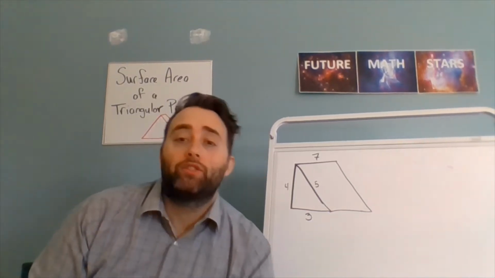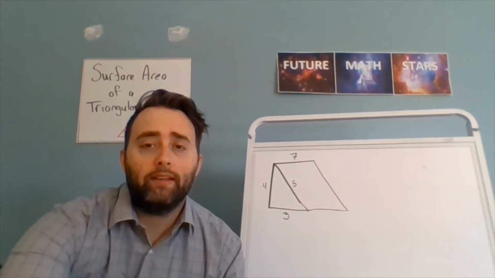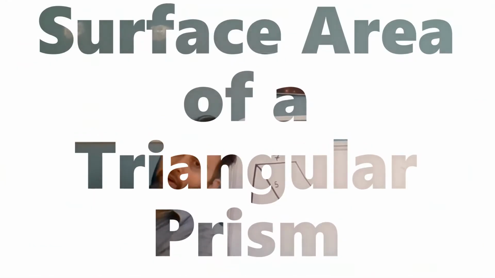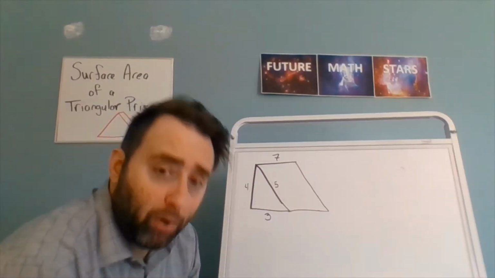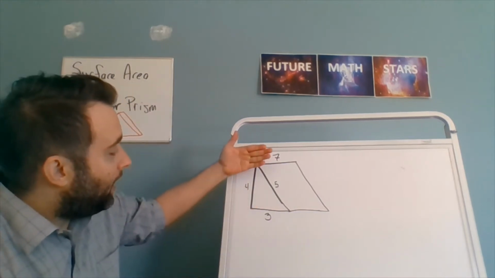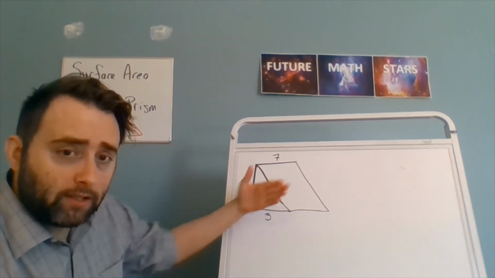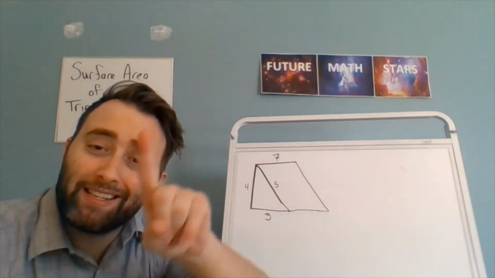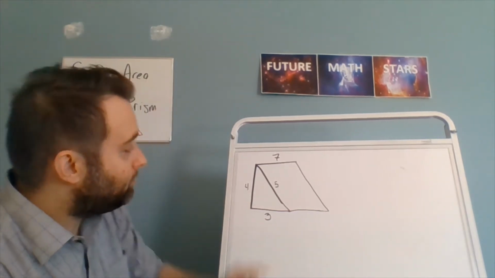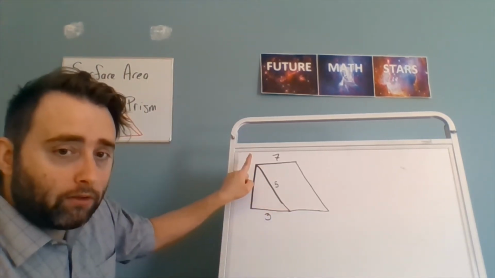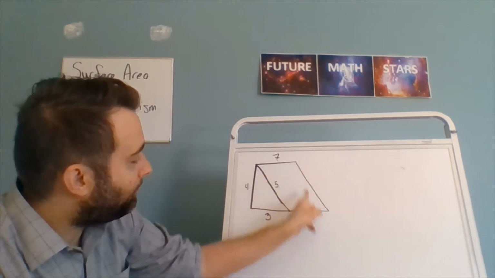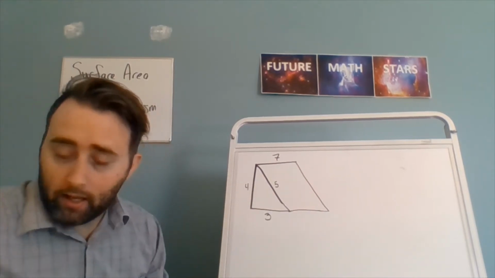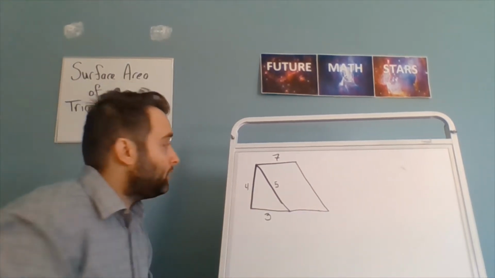Learning time. So today's lesson is the surface area of a triangular prism. Prism means that it has a flat side in the front and a flat side in the back. And since it is a triangular prism, it is a flat triangle in the front and a flat triangle in the back.